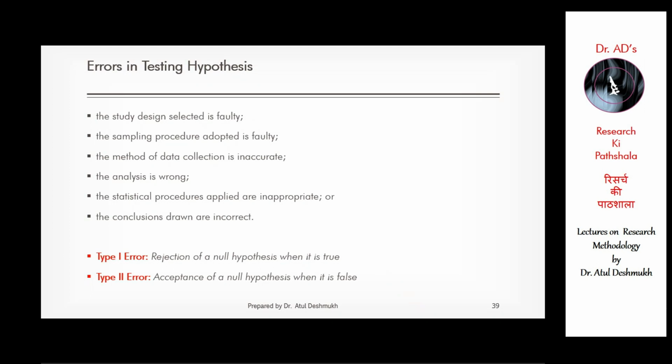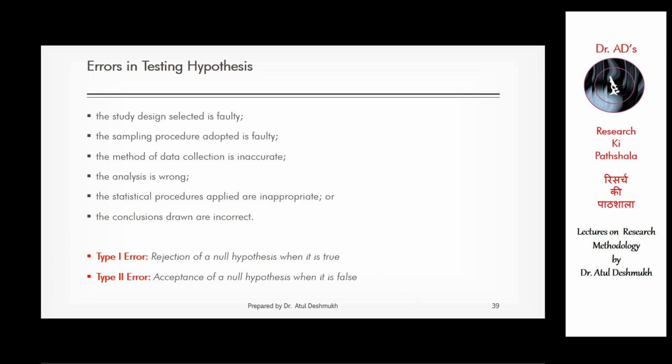The statistical procedures applied are inappropriate. Again, about the test of significance, I told you there are different tests of significance: tests for parametric data and tests for non-parametric data. For non-parametric data, we have the chi-square test, and for parametric data, we have the t test or paired t test. So you have to select the appropriate test, the correct test. If your test is wrong, it is going to give wrong results.